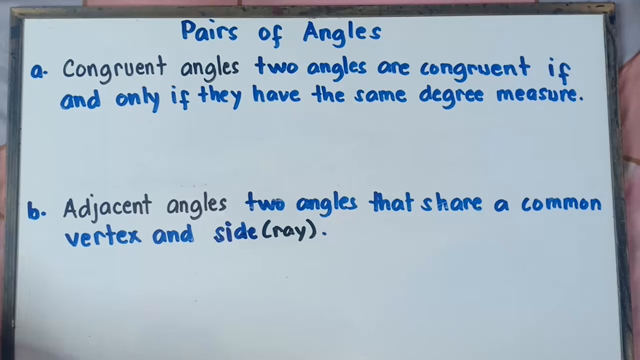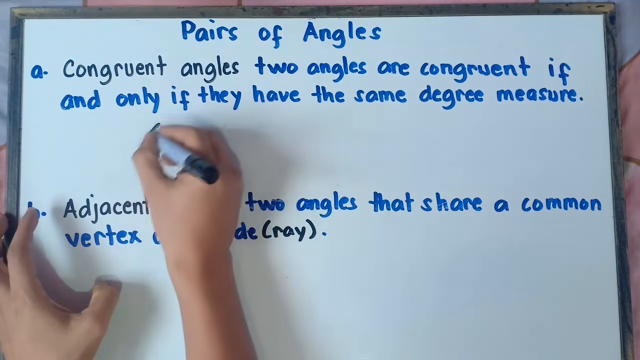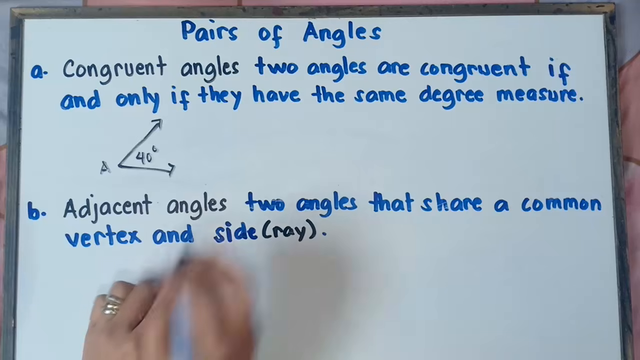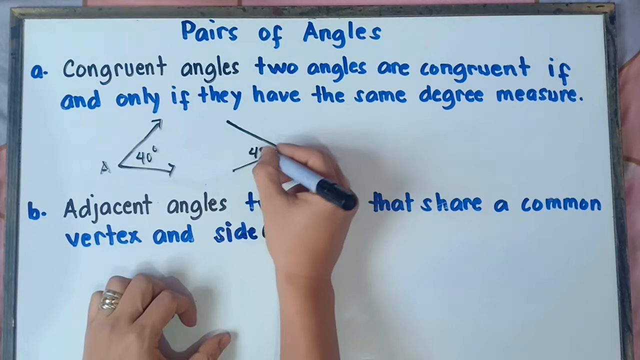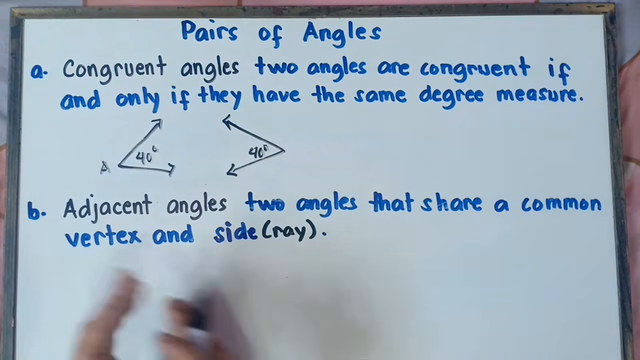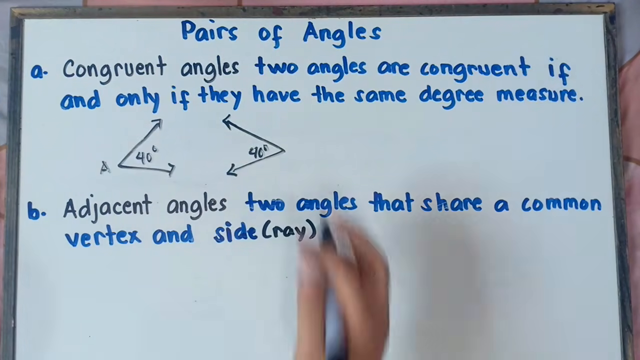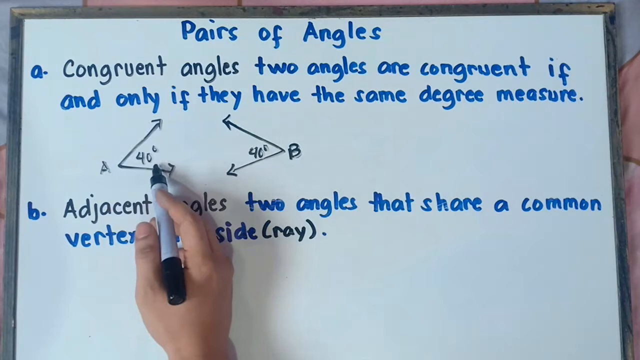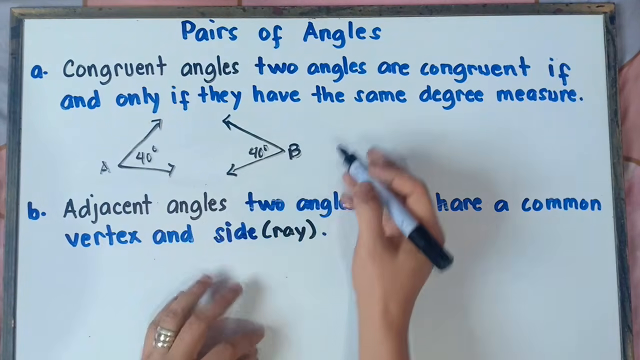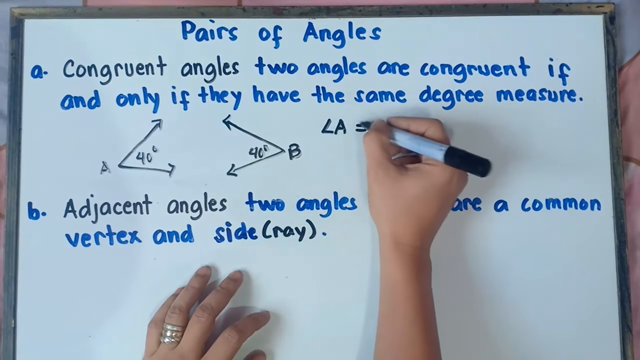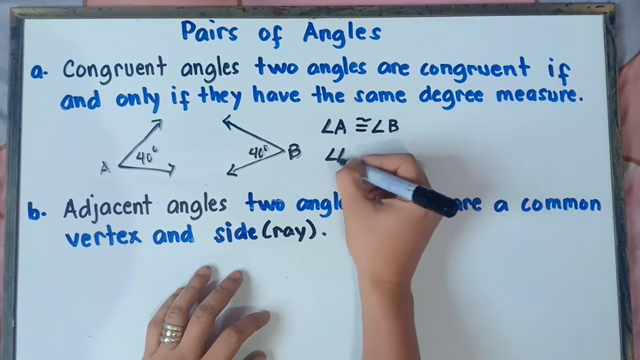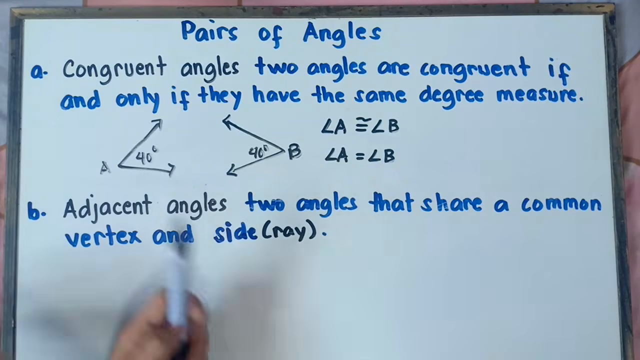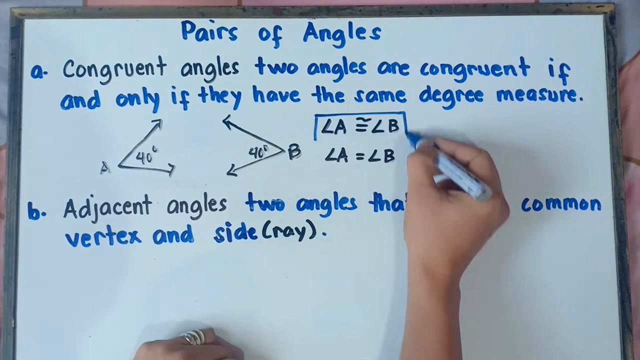Let's have an example. We have this given angle A. Angle A would be 40 degrees. And then we also have angle B, that would be 40 degrees. Question: are the two angles congruent angles? Yes, they are congruent angles because they have the same degree measure. Angle A is 40 degrees, angle B is 40 degrees. Therefore, we can say that angle A is congruent to angle B because angle A is equal to angle B.